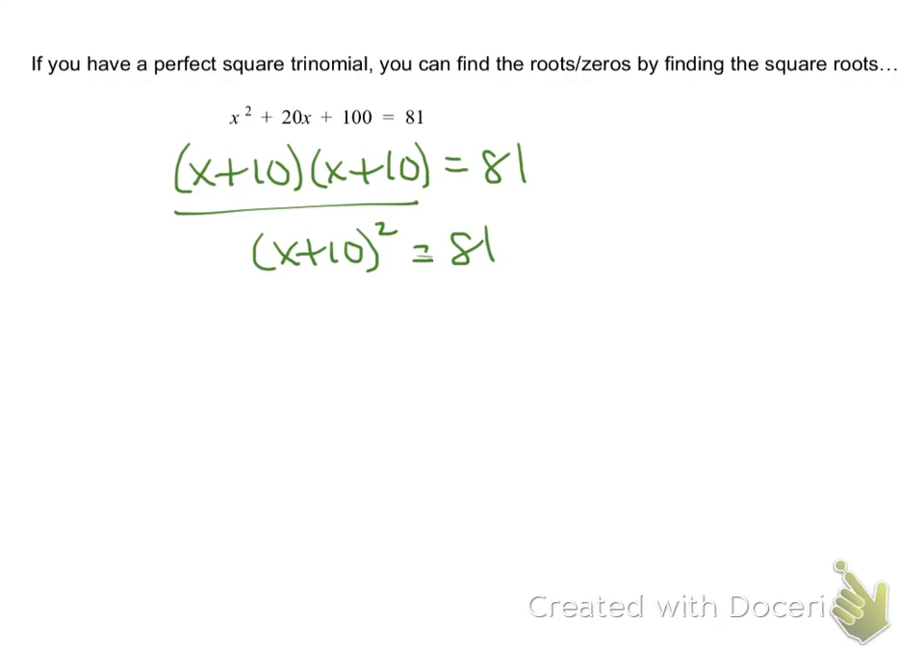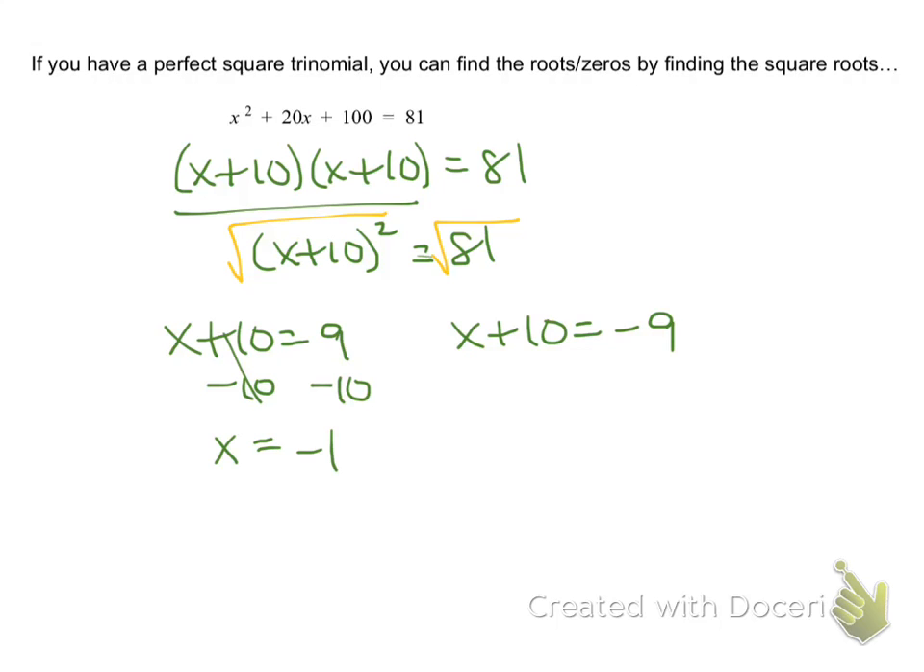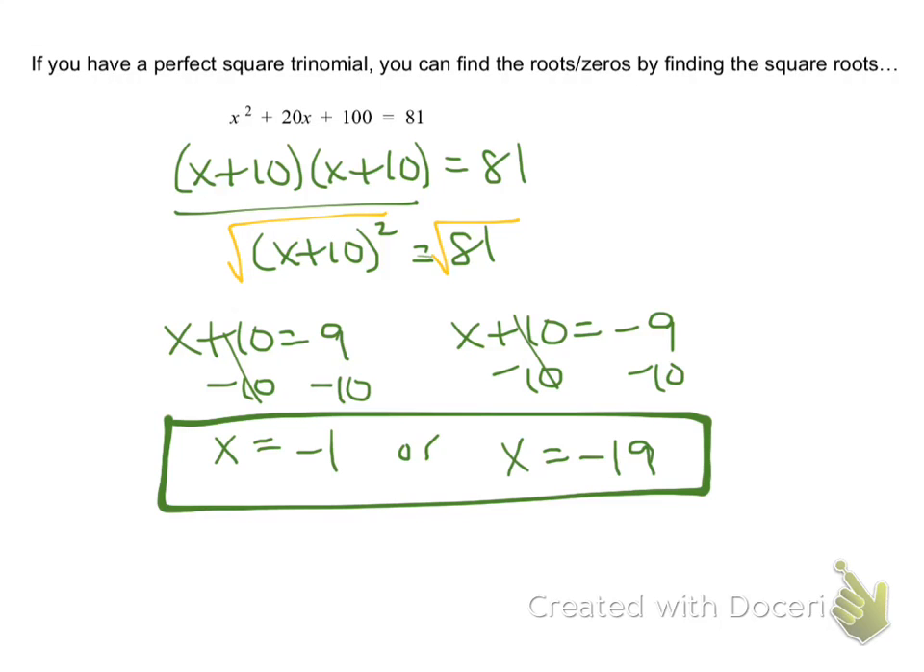And now, like we've done in the past two sections, if I take the square root of both sides, then I'm going to get x plus 10 equals 9, and x plus 10 equals negative 9. So then by solving this, I can see that my two distinct solutions are going to be x equals negative 1 or x equals negative 19.